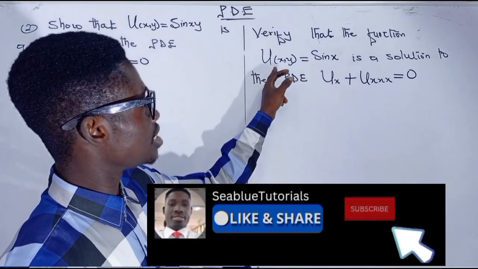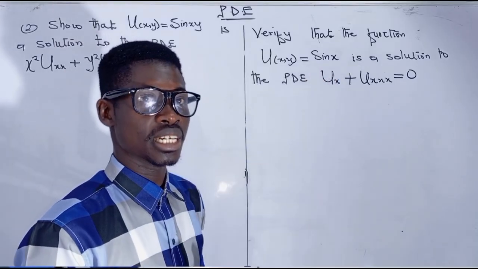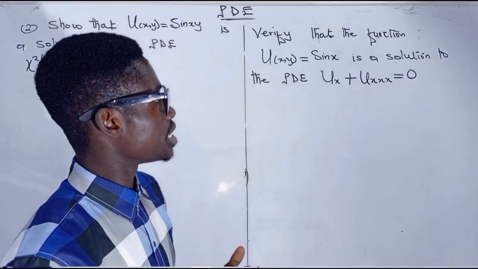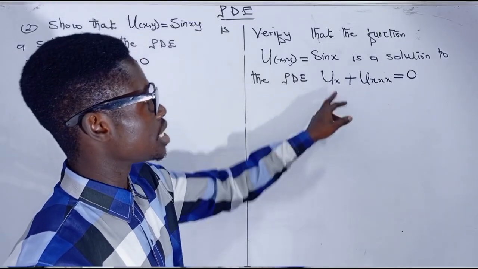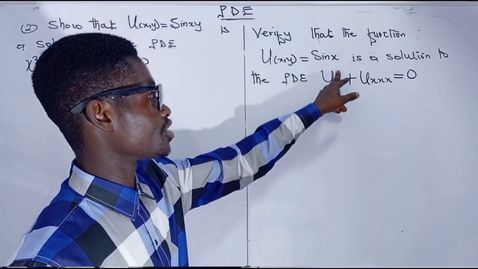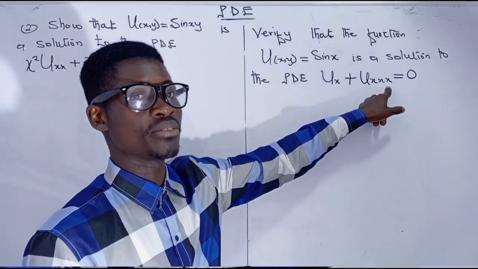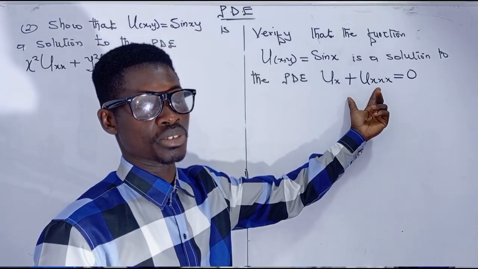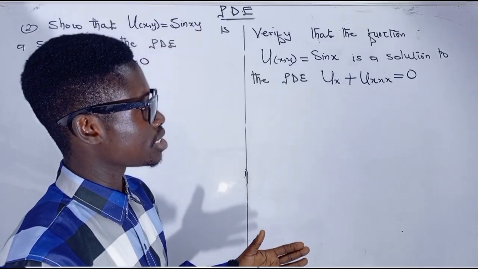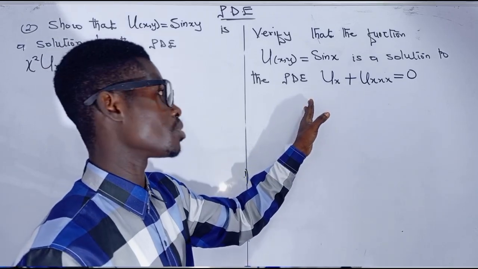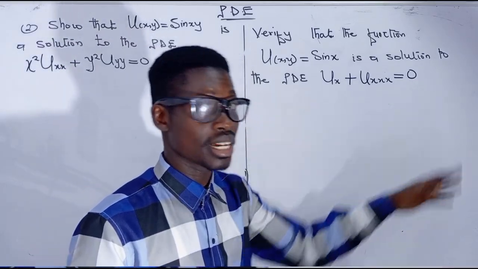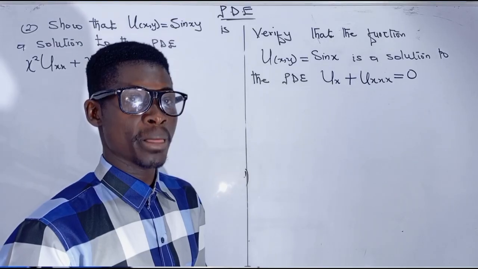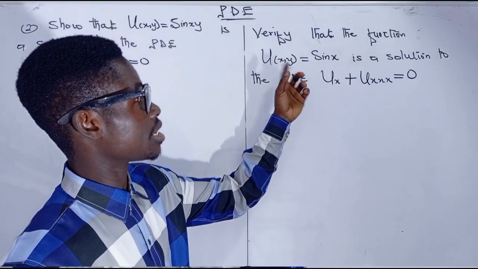So to verify if this function is a solution to this PDE, it means that this function satisfies this PDE. In verifying, we take the first partial derivative of the function with respect to x, then the third partial derivative of the function u with respect to x, and then we substitute them into this equation. Once we are done, we compare to see if what is on the left hand side is equal to what is on the right hand side. That is all we are going to do in today's lesson. So without wasting time, let's look at this example.